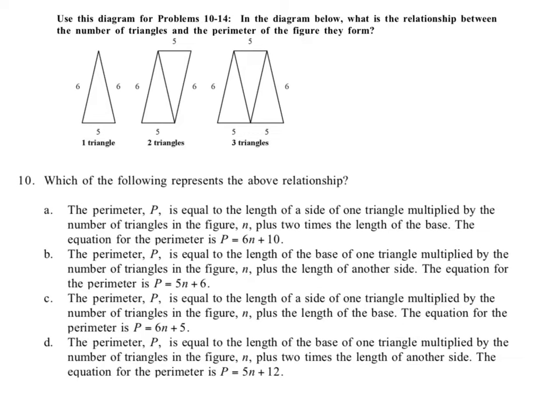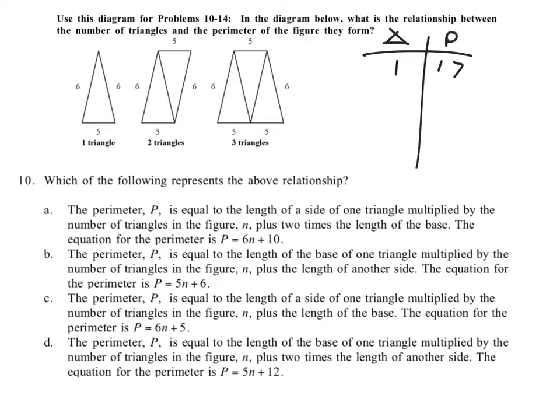First thing I'm going to do, because this is really handy for me to organize my mind, is make a table. I'm going to say triangles. This is the number of triangles, and this is the perimeter. So the number of triangles: one triangle has a perimeter of 17, and I just counted that up over here.